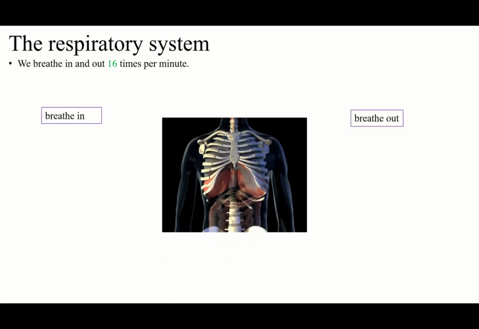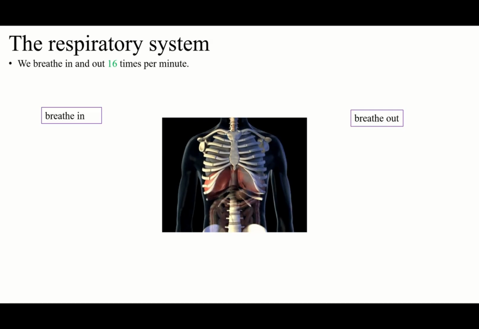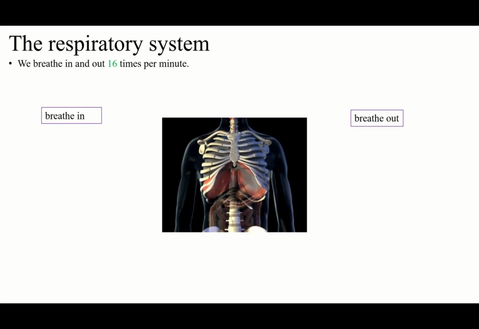So there is something else that you have to know. What are the differences between breathing in and breathing out? What happens during breathing in and breathing out?